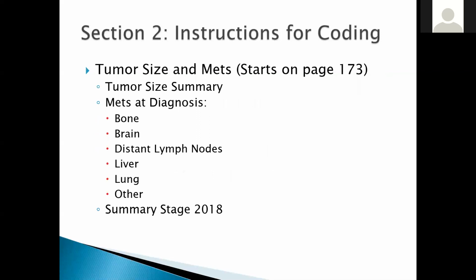Then we get to the tumor size and METS data items. Tumor size is usually used to assign the T of the AJCC T&M stage. METS at diagnosis is used to assign the M of the AJCC T&M stage. On page 190 is the description, rationale, and allowable codes for the summary stage 2018 data item. Once again, you must go to the appropriate chapter of the summary stage manual to assign the correct code.